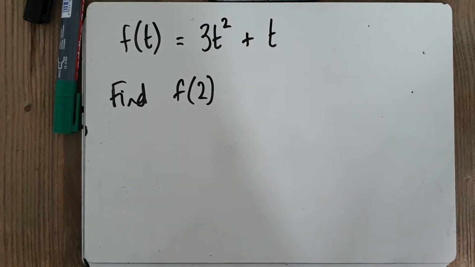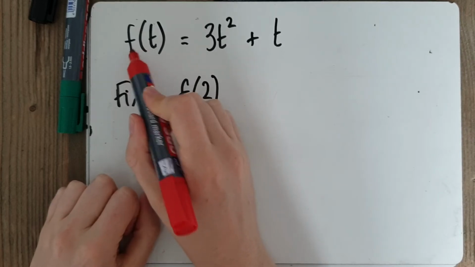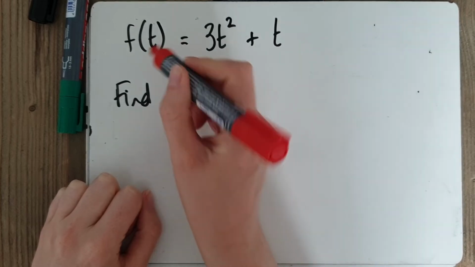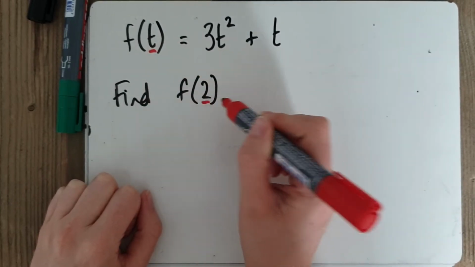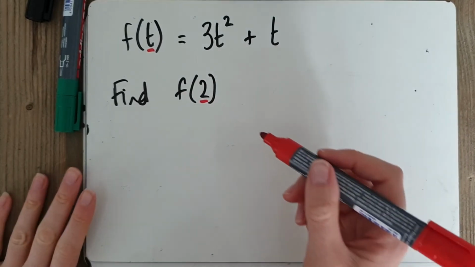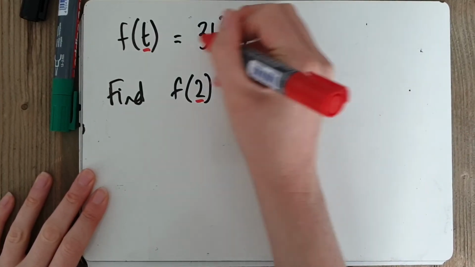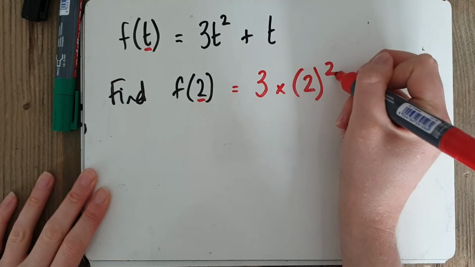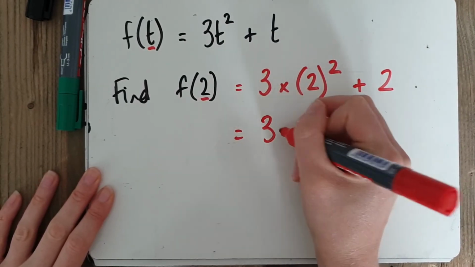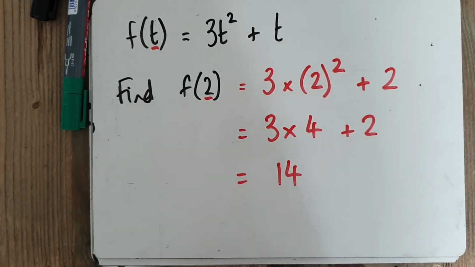If we have a function that's in terms of a different letter, nothing changes, it's exactly the same. So this is saying f of t equals 3t squared plus t. Find f of 2. So t is now being replaced with 2. It doesn't matter that it's not x, it's still exactly the same concept. So f of 2 is going to be 3 times t has been replaced with 2, so 2 squared, plus t has been replaced with 2, so 2. So I have 3 times 4 plus 2, which is 14.